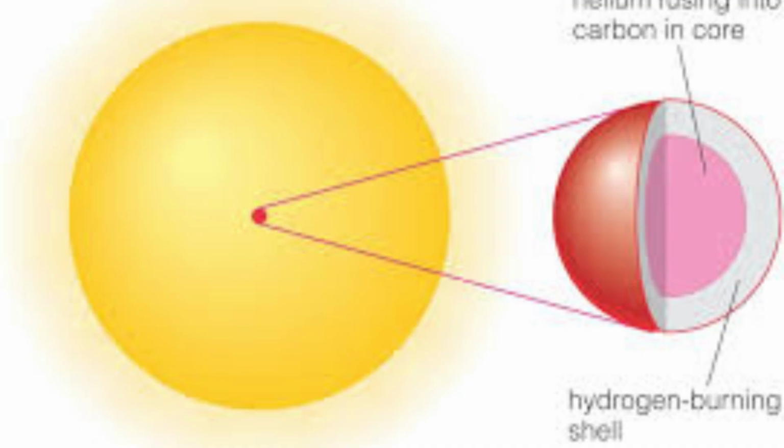After reaching a core temperature of about 100 million Kelvin, our star can now fuse helium. Through something called the triple alpha process, 2 helium atoms will fuse to form beryllium, and then fuse again with another helium atom to form carbon.